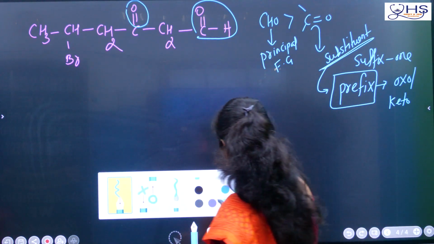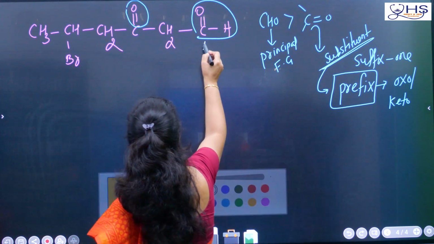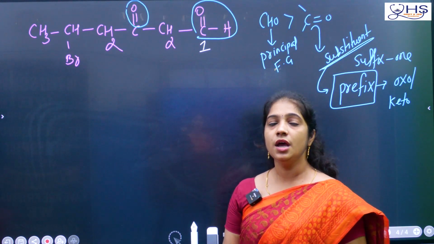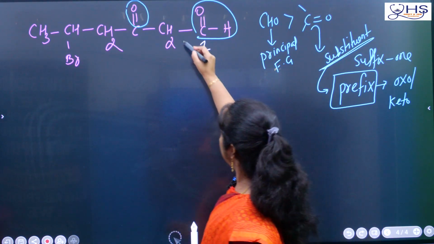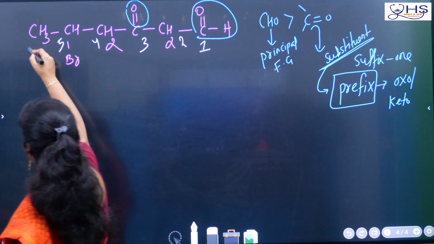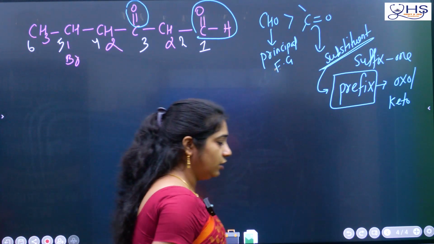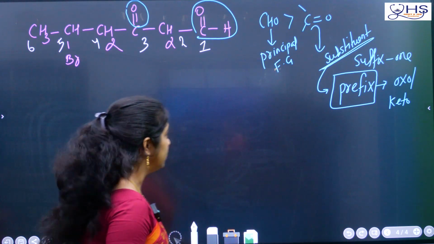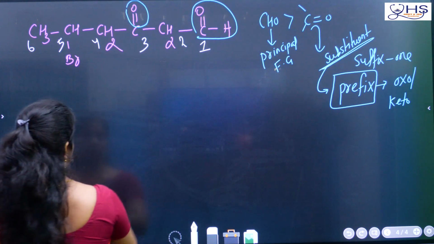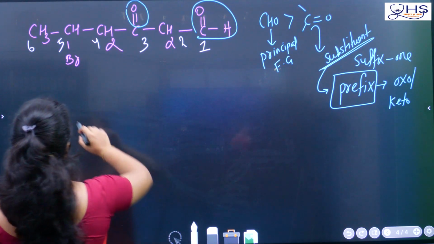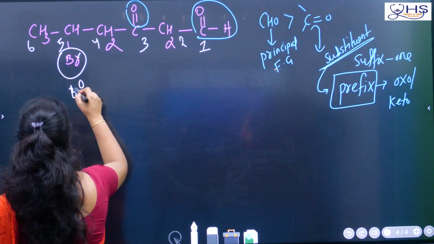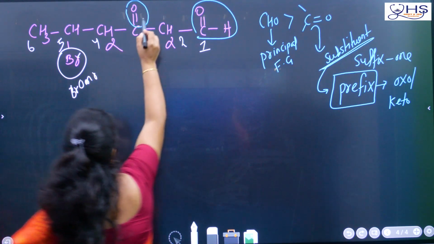So here, let's do numbering. So this is 1. Why am I starting from here? Because my functional group should get the lowest possible number. Then 2, then 3, 4, 5, 6. So in my main chain or parent chain, I have 6 carbons. Now this third position keto group becomes a substituent. Then at the fifth position I have a substituent, whose name is bromo. This is bromo and this is oxo.